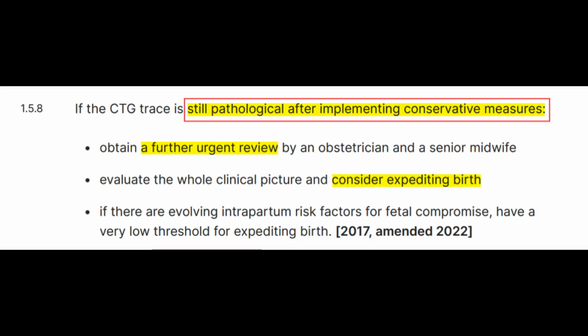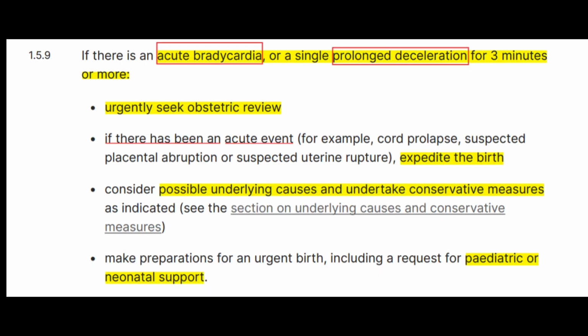If the CTG trace is still pathological after implementing conservative measures, obtain a further urgent review by an obstetrician and a senior midwife. Evaluate the whole clinical picture and consider expediting birth. If there are evolving intrapartum risk factors for fetal compromise, have a very low threshold for expediting birth. If there is an acute bradycardia or a single prolonged deceleration for 3 minutes or more, urgently seek obstetric review.